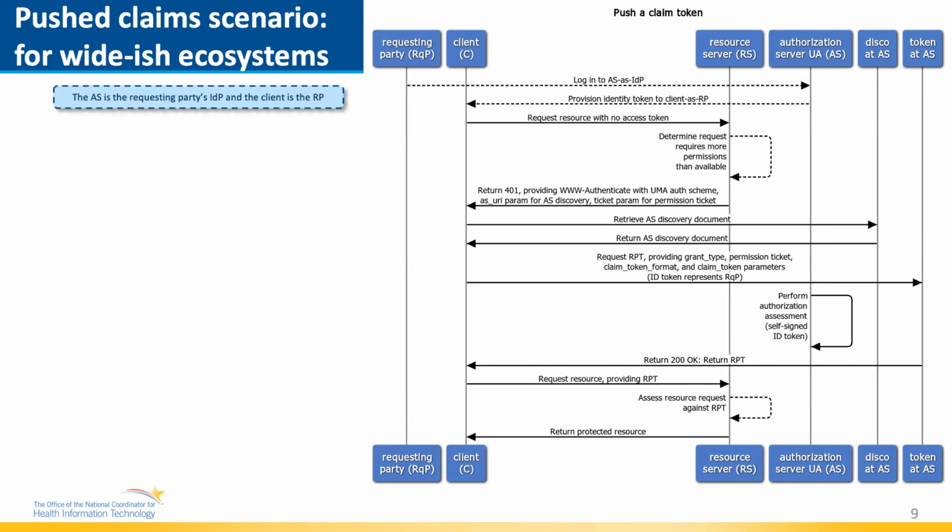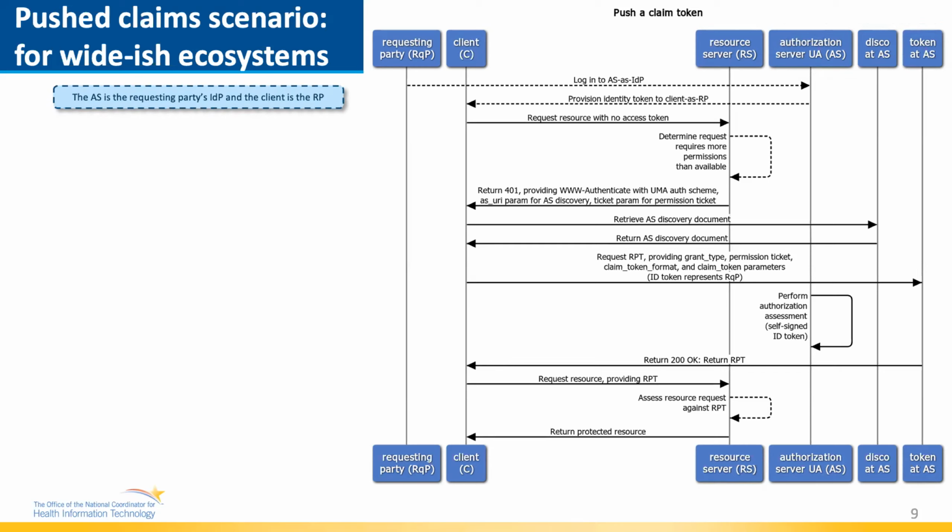And so the next thing is, now we start our flow. Here we find that the AS is also the place where Bob goes to log in. And the client that he's using is actually the RP, the relying party in identity terms. So we have an IDP and we've got a relying party.